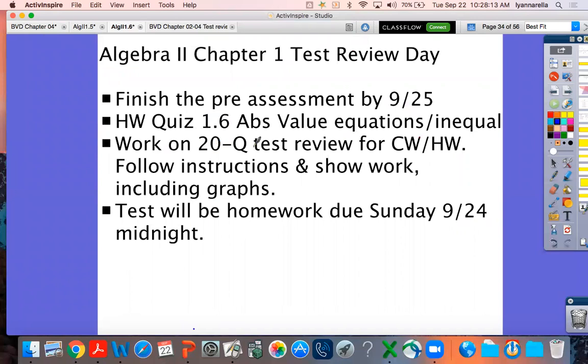So for today, we're going to go over the 20-question test review. I'm going to do some of it as classwork, and you're going to finish the rest as homework. Please follow all of my instructions and show work, including graphs.